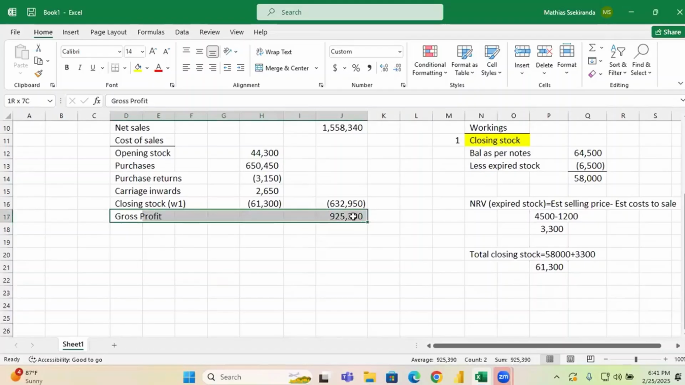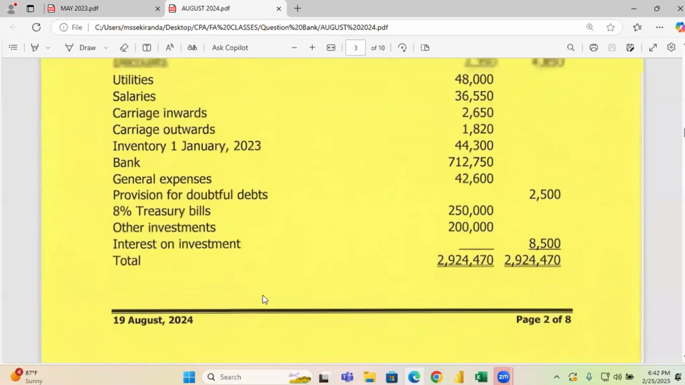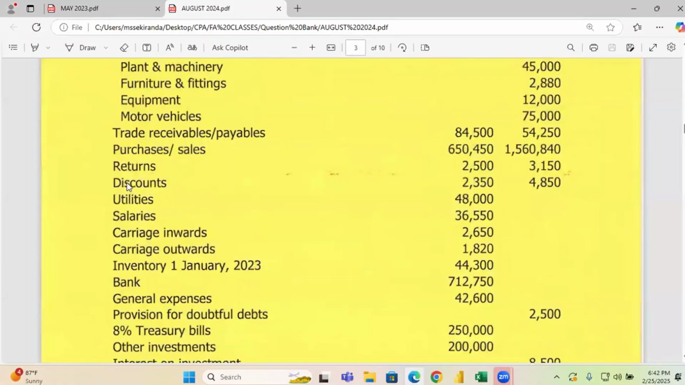After getting gross profit, we now go to other incomes. We add on other incomes so that we can get what we call gross income. When you go back to our question, we have other incomes. I saw discounts somewhere. So discounts received is put under other incomes, the 4,850. Discount received is always an income because we normally get it from our suppliers, and it is always a credit. This is what we refer to as trade discounts, the ones that we recognize in our financial statements.